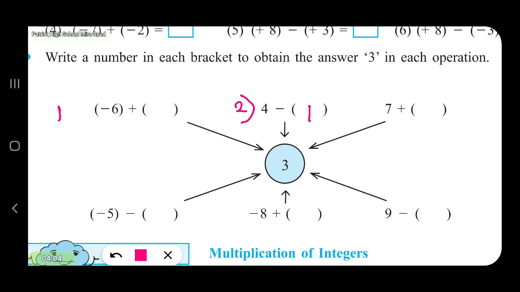Then you have 7 plus, but the answer has to be 3. So there has to be minus a number over here, minus number 7 plus some negative quantity. So if it is minus 1, it will be 7 minus 1, 6. 7 minus 2, 5. 7 minus 3 will be 4. But we want the answer 3. So 7 minus 4 will give you 3. So we have to write minus 4 inside the bracket.